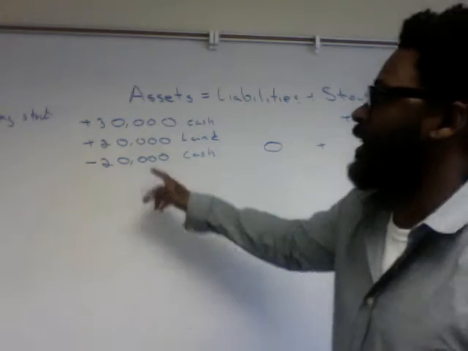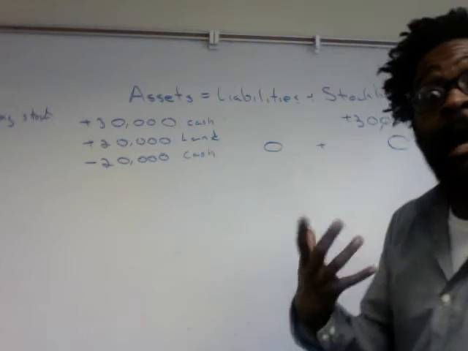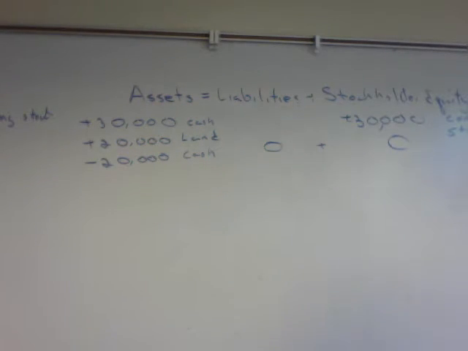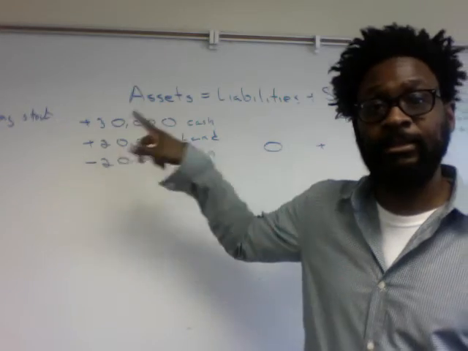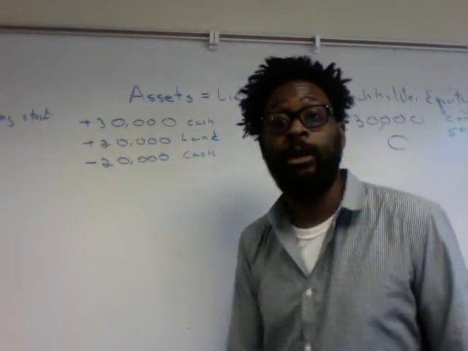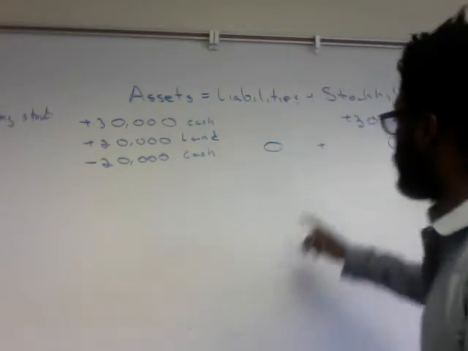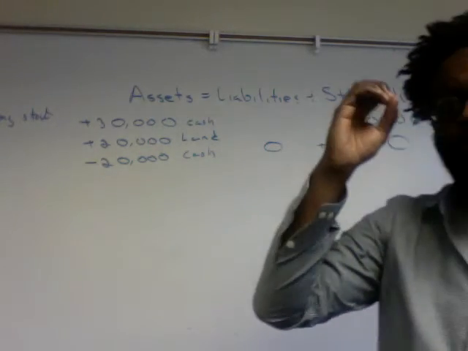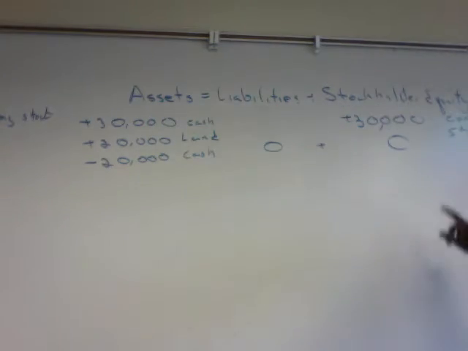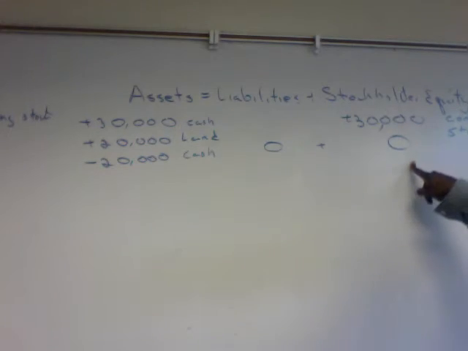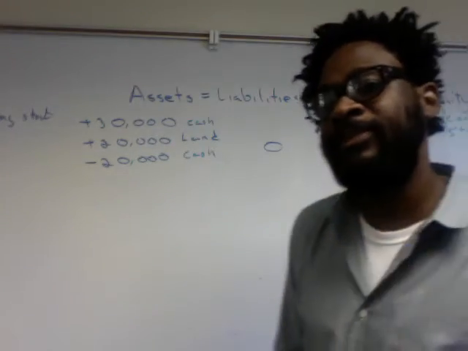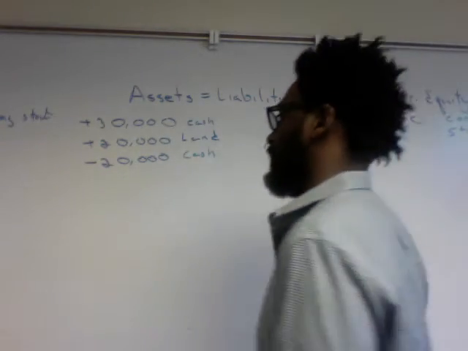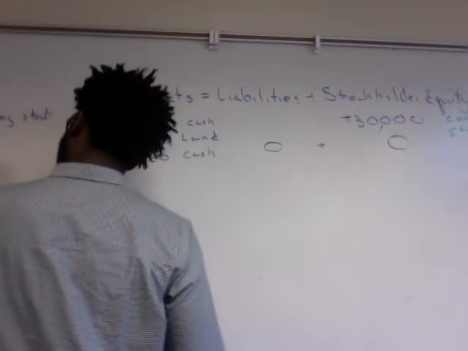So, at this particular time, our assets still equal our liabilities plus stockholders' equity. How do we know? Because we have plus 20,000 minus 20,000, which gives you what? 0. We had no affected liabilities, which gives you 0. And we have no effect in stockholders' equity, which also gives you 0. Look at the previous example when we issued stock. This was purchasing land.